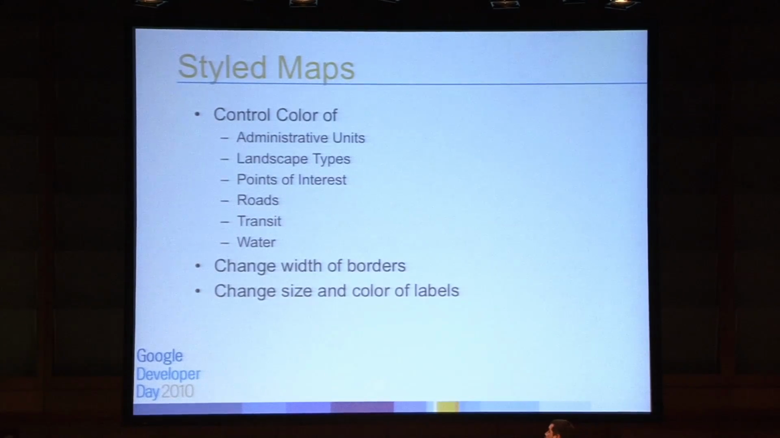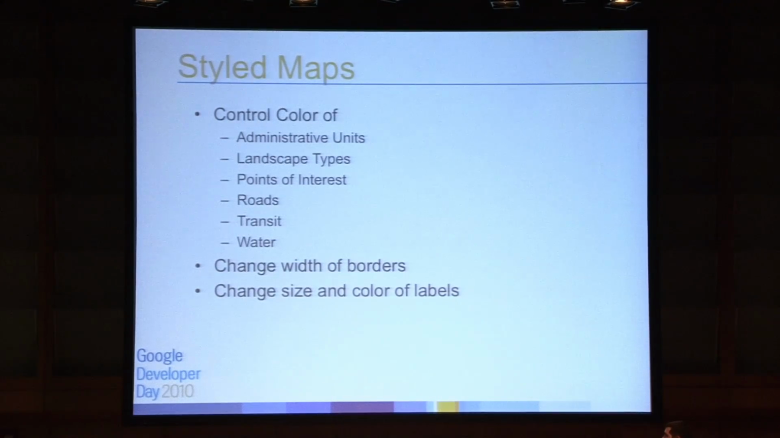So you can do a lot of interesting things here. You can change colors of a lot of different objects. You've got administrative units, and that means cities, states, provinces, countries, small localities. All those things, you can change their colors, you can change the width of the boundary lines. You could get rid of them, in fact. You could change the font size for the names of these different things, including getting rid of them entirely. So you could have a map that had nothing but the boundaries on it and nothing else.